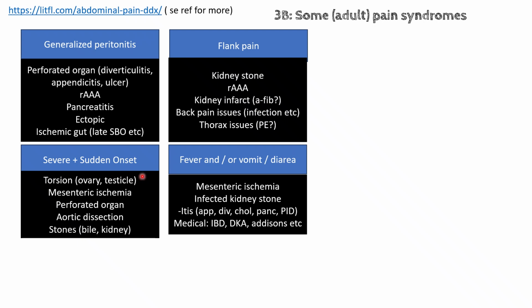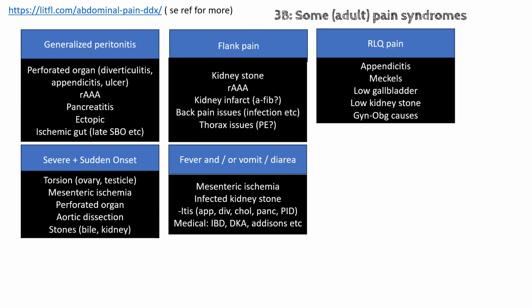Now I'm listing not the most common ones necessarily, but the ones that we want to rule out, right? The common and time critical. Mesenteric ischemia, infarcted kidney stone, infected kidney stone, right? The itises, like appendicitis, diverticulitis, cholecystitis, pancreatitis, and PID, pelvic inflammatory disease, and the medical ones, right? The IBD, DKA, Addison's. These go into another syndrome where usually the medical kind of belly pain is more generalized. They usually have vomiting and nausea, and it's usually less acute and more diffuse.